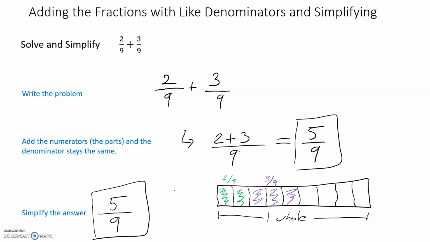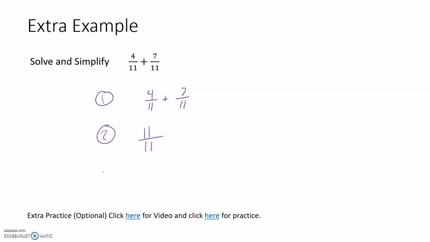And then the last part, if you recall, is simplify the answer. And this one I can simplify even more, because 11/11 equals 1 whole. So 4/11 plus 7/11 equals the same thing as 4 plus 7 over 11. Notice I did not add the denominator.